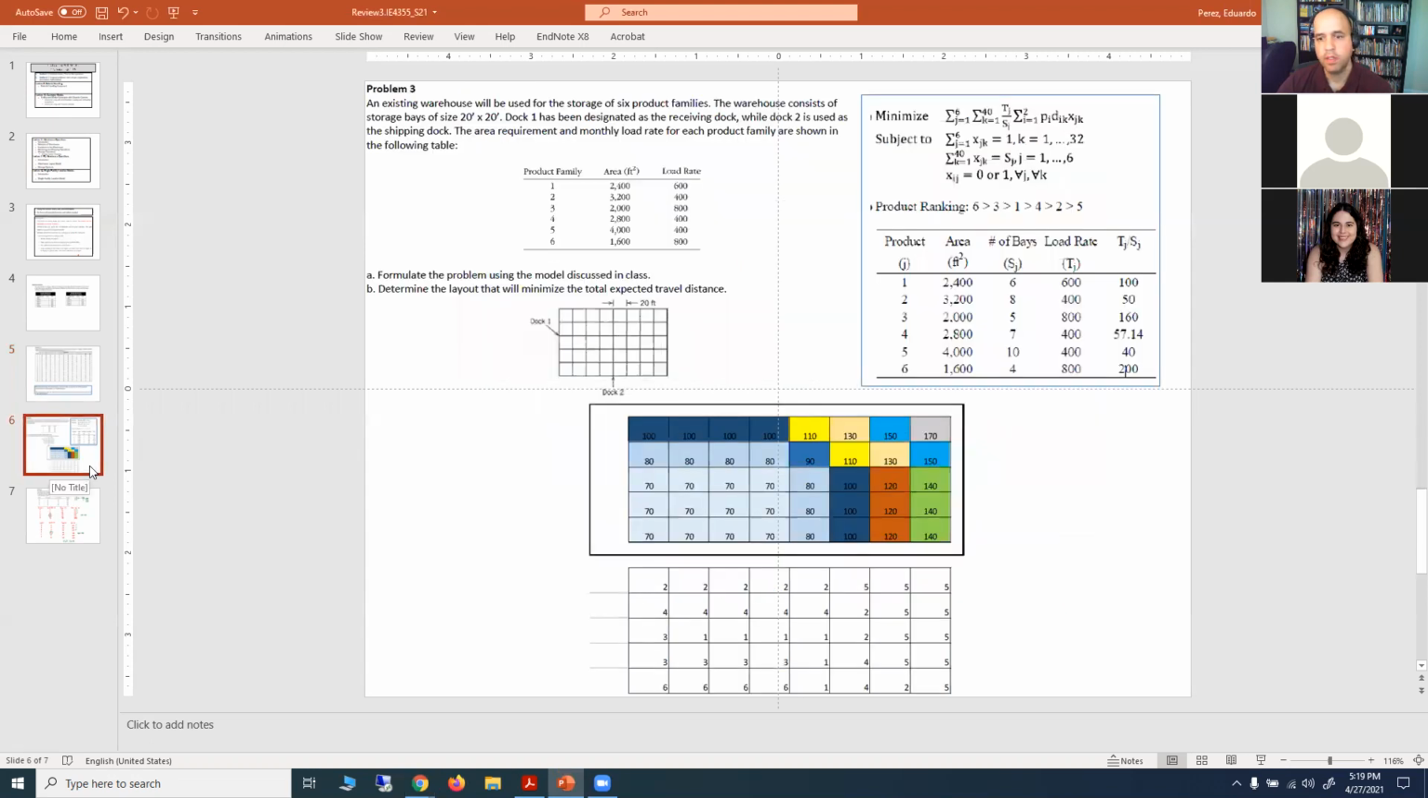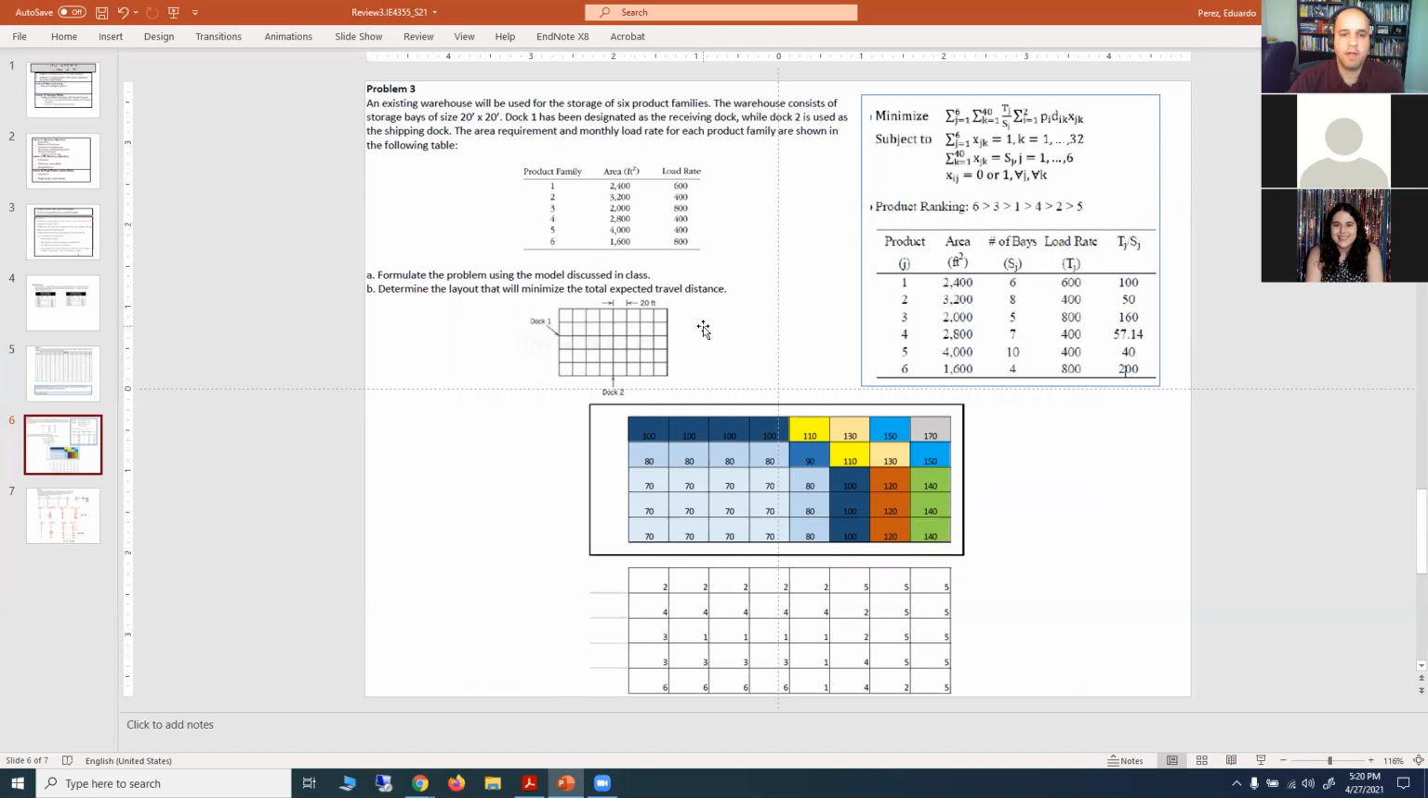So on the next problem, this is the problem that I was also mentioning that was part of the assignment. In this case, you have a warehouse facility, and you have two doors, dock 1 and dock 2, and based on the information that you have for each product family, you're trying to decide where to place each product family in the facility.